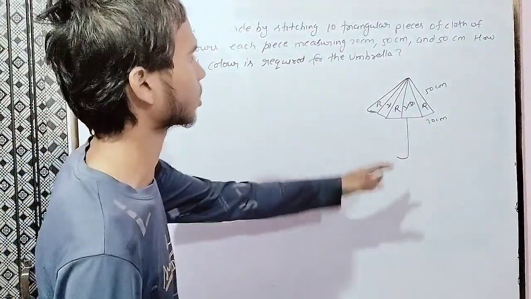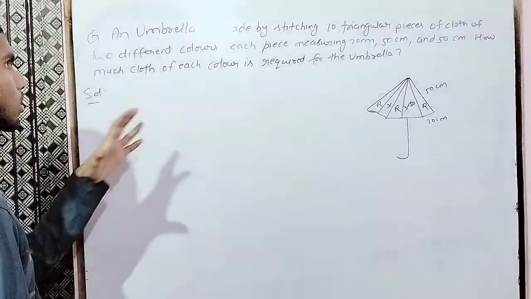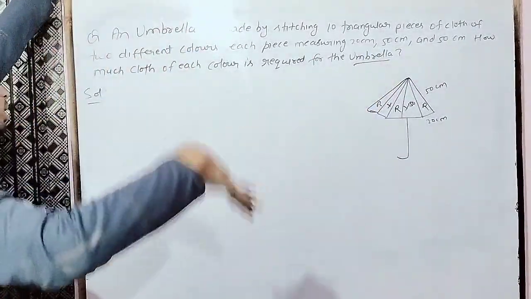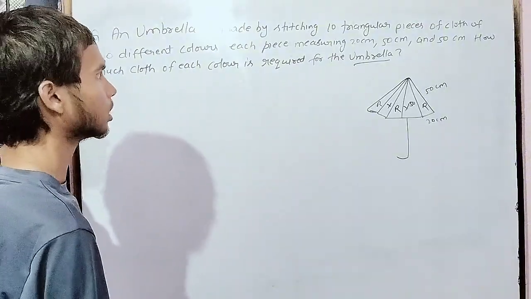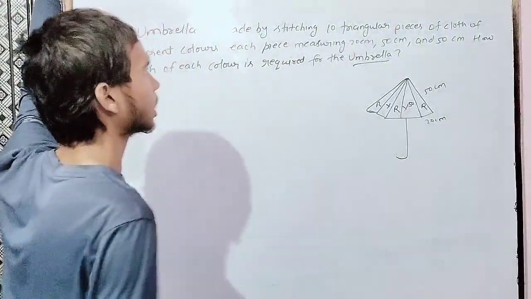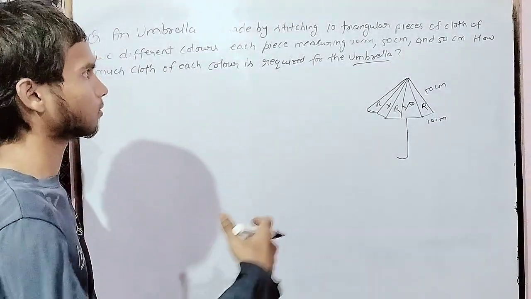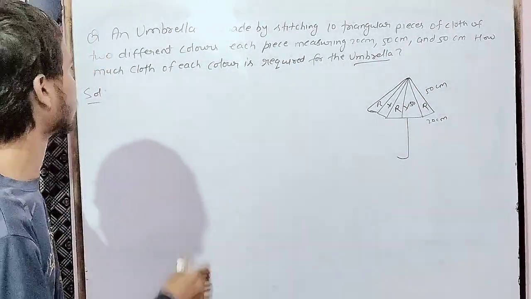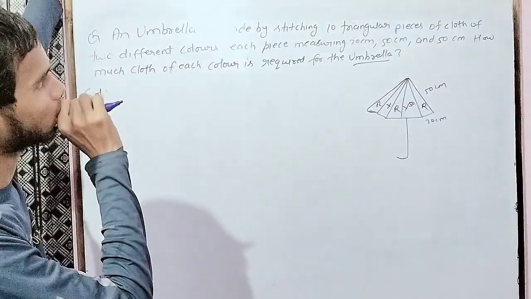How much cloth of each color is required for the umbrella? How much total? Because here what is the umbrella? Total area in which there are 10. To cover an umbrella, there are 10 triangles. Five triangles are in red color, five triangles are in yellow color. Okay, yellow color. So here semi perimeter.